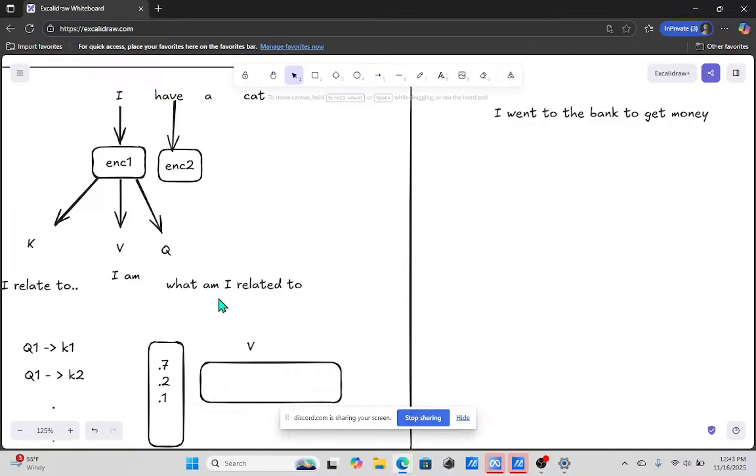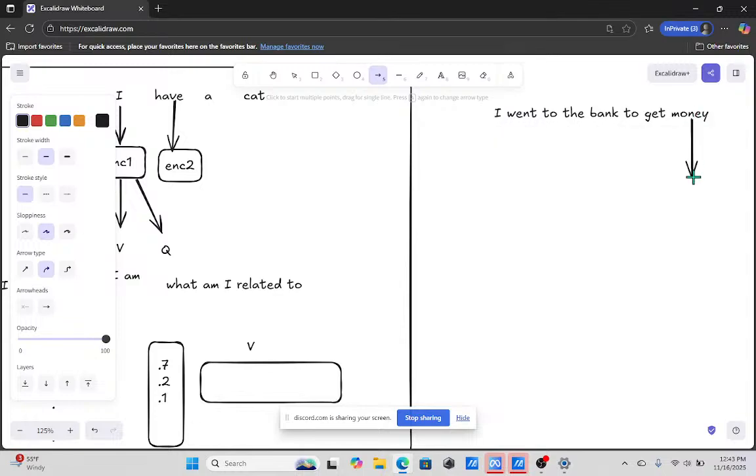But, so the query is, what am I related to? So the money is theoretically related heavily to bank. So if I'm, I guess, in a word prediction setting, I'd be looking at different words and try to predict the next word. This, opacity, we wouldn't get as much value as this.